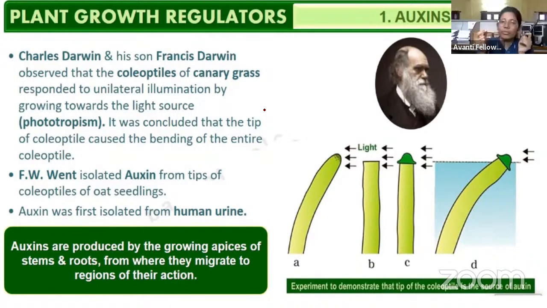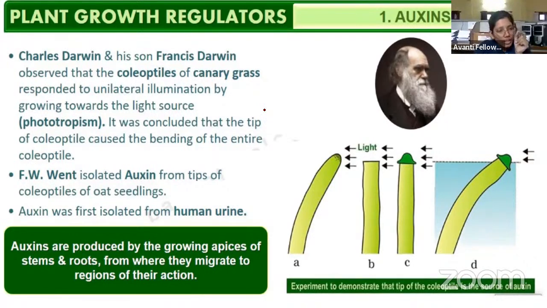What they did is they have given the light only from one side. Usually light will be from all the sides, no? What they did, they kept that in a dark box and gave the light from only one side. Now, this tip starts to grow only towards the light. First the tip starts to grow and then the entire plant starts to grow.